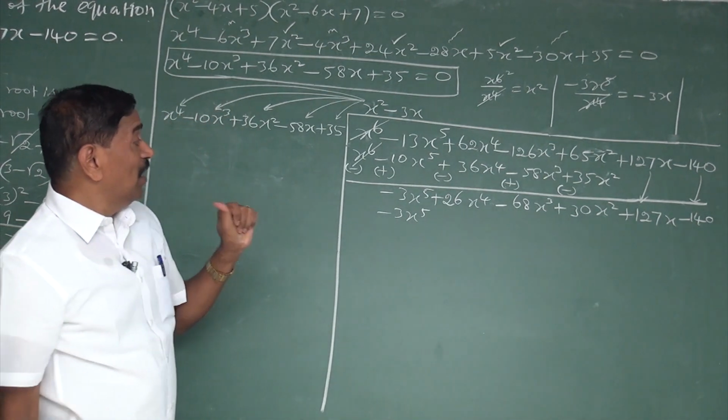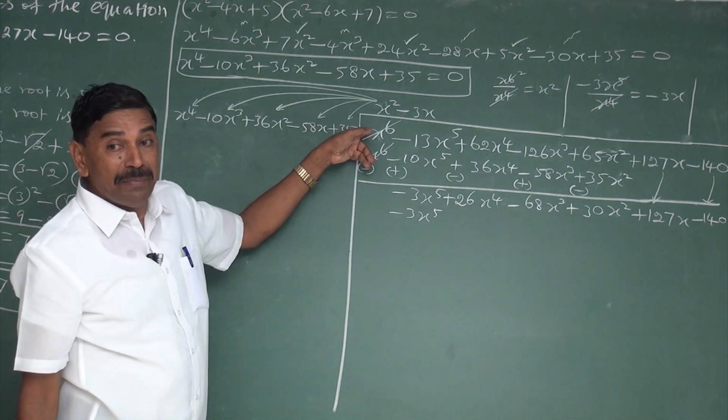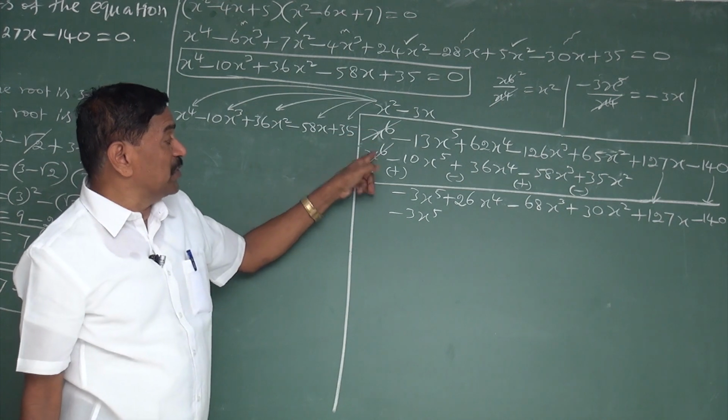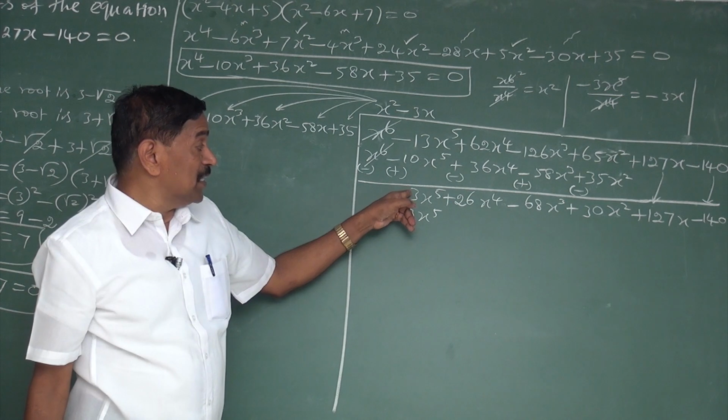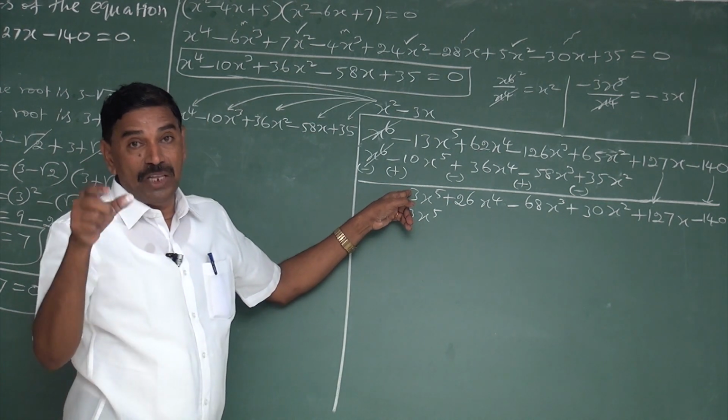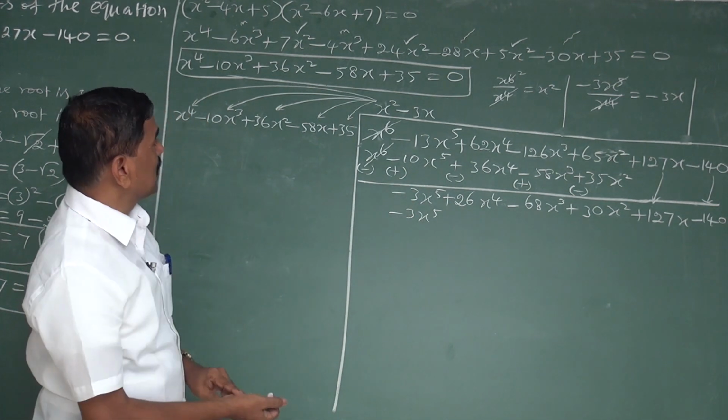And also, remember the first term should be the same. That is the idea. Here x power 6, x power 6, minus 3x power 5, minus x power 3x power 5. Then only the first terms are the same terms. Then only your answer will be correct. That is a verification idea.